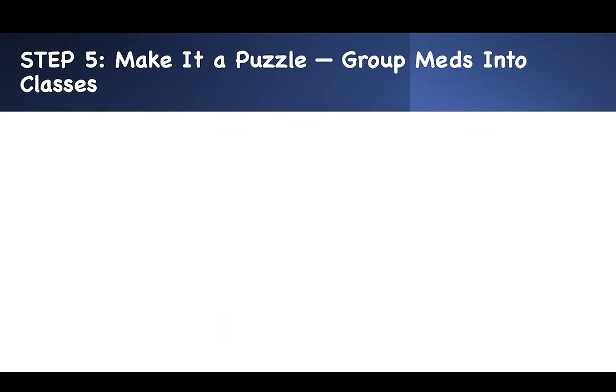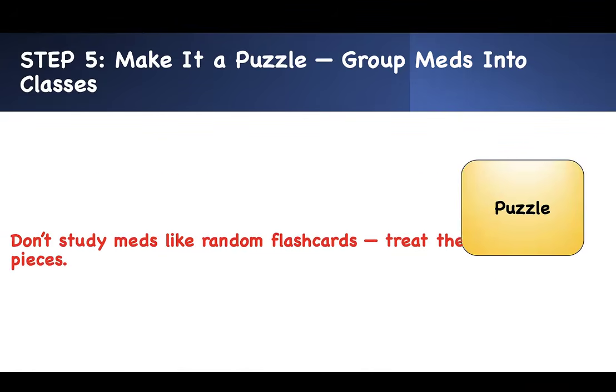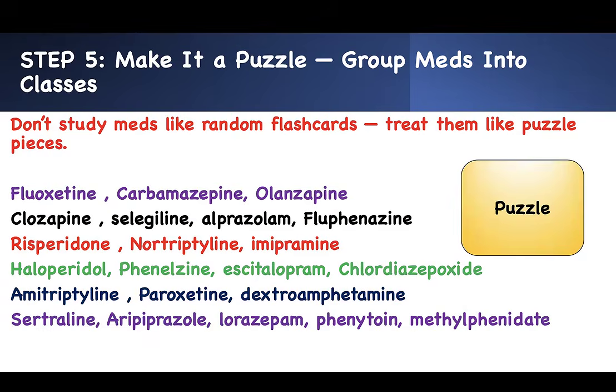So make it like a puzzle. Don't memorize it. Don't keep on reading them when you have no clue how to connect them. Group them into classes. How do you group them? This is your exercise. Make yourself a puzzle. Those random flashcards, I don't think they help. Once again, flashcards are not going to help. You can write 100 medication names on flashcards, but then you have 100 flashcards to deal with.